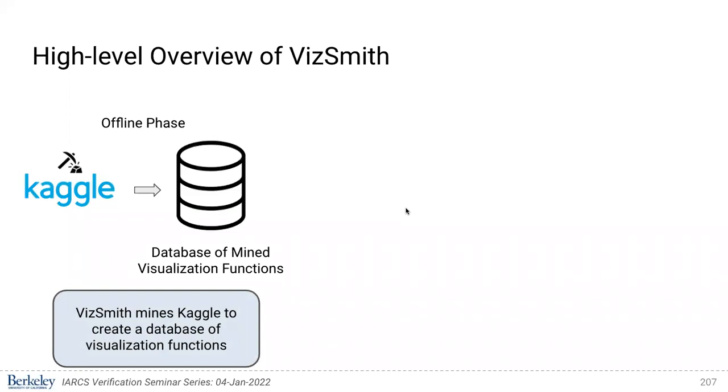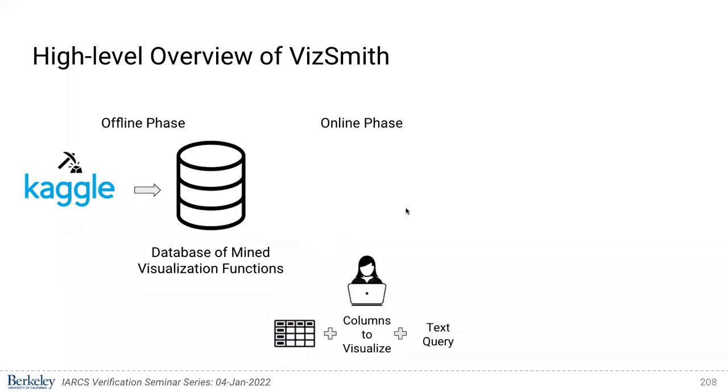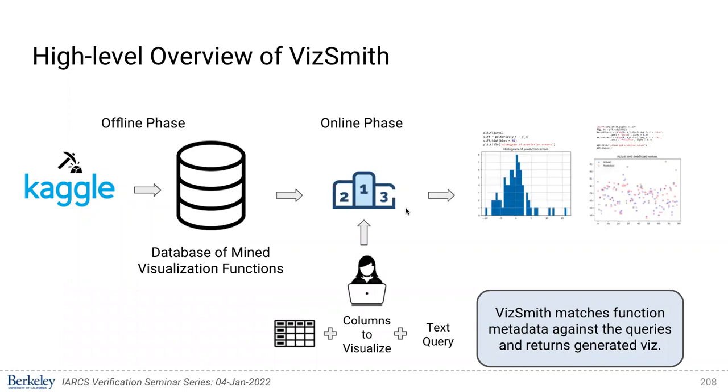Within Vismith, as I mentioned, there are 2 key things: natural language and crowdsourcing. So there's this offline phase where we mine Kaggle to create a database of mined visualization functions, such as this one. And during the online phase, what we get from the user is the data to visualize, the columns to visualize, and a text query describing the visualization. And then we use the database. We match the function metadata against the queries and then give a ranked list of visualizations. So this is the way we overcame the challenges that came with the domain of synthesis for visualizations using this crowdsourcing idea.